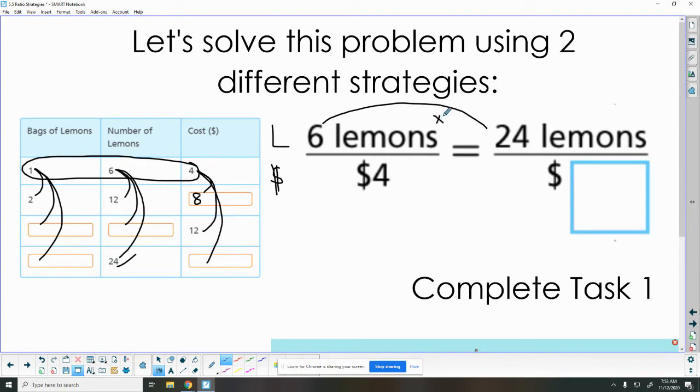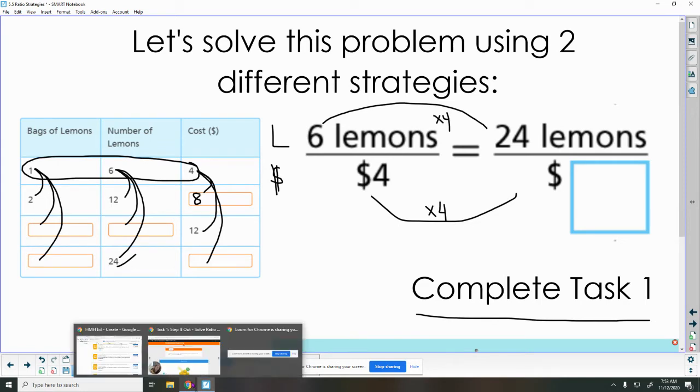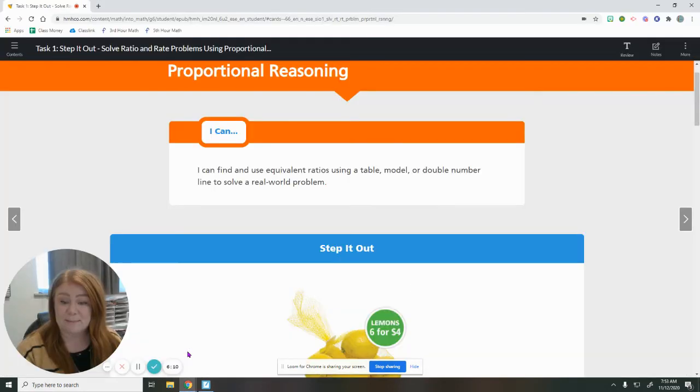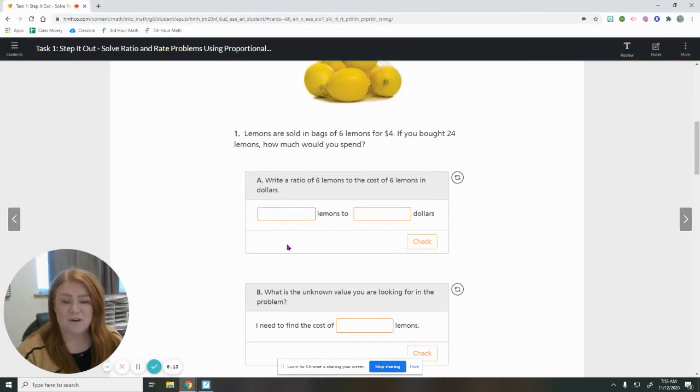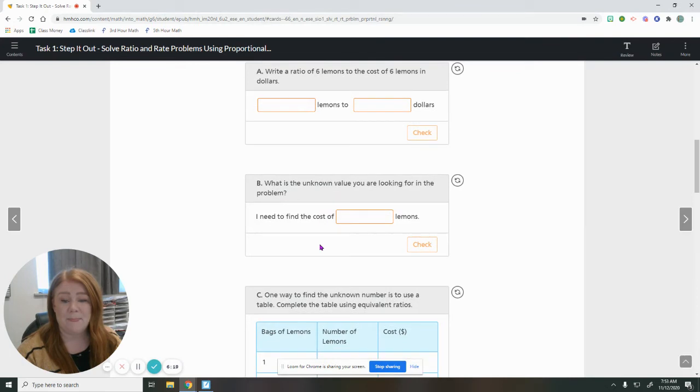So I do the same thing to the top and the bottom. We times by 4 on both of these. Okay, so we're going to go ahead and complete task 1 now that we've looked at that problem a few different ways. So first here, we're just writing our ratio of lemons to money from our problem. And we need to figure out the cost of one of these lemons. So we want to find that unit rate.